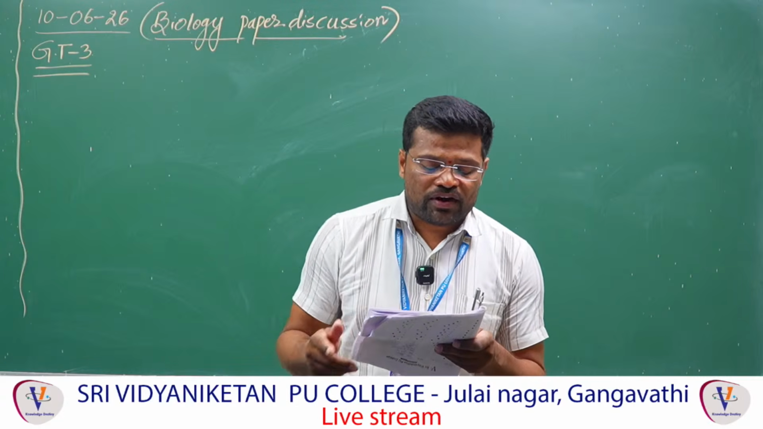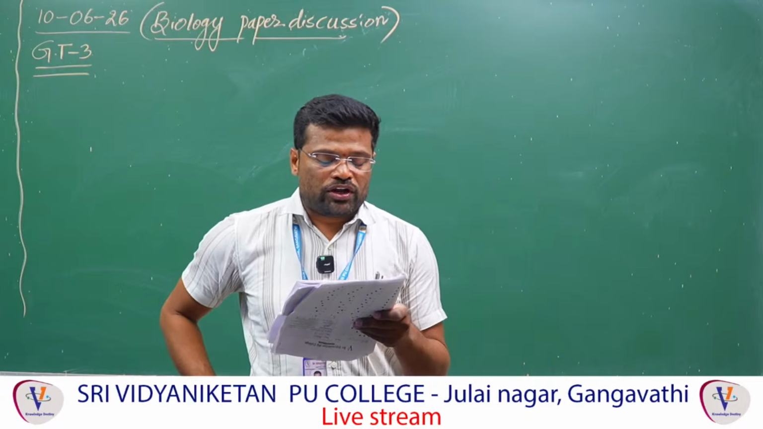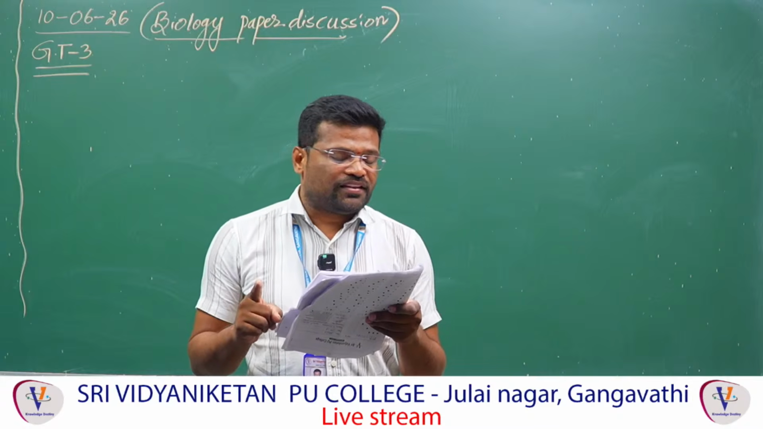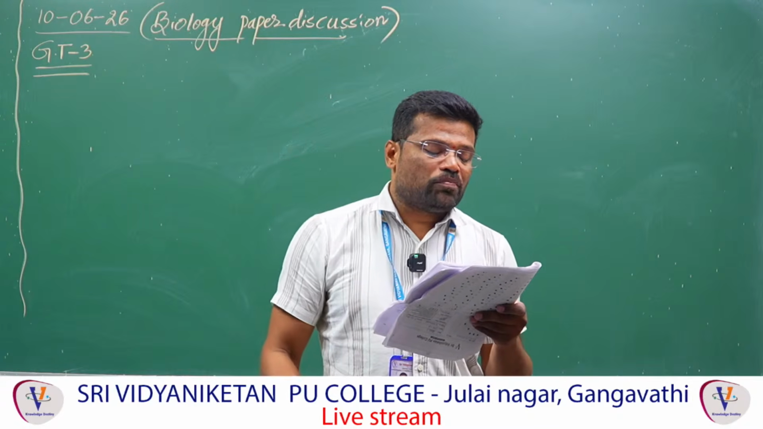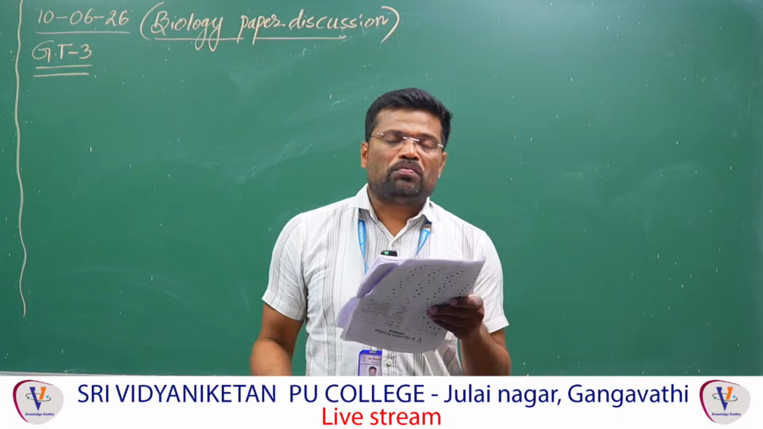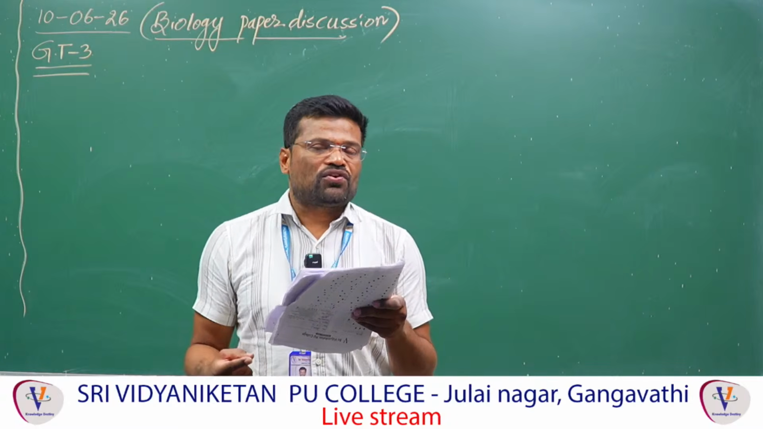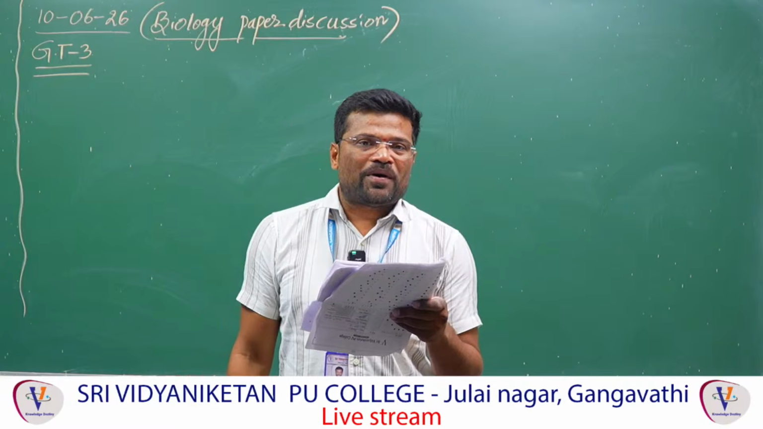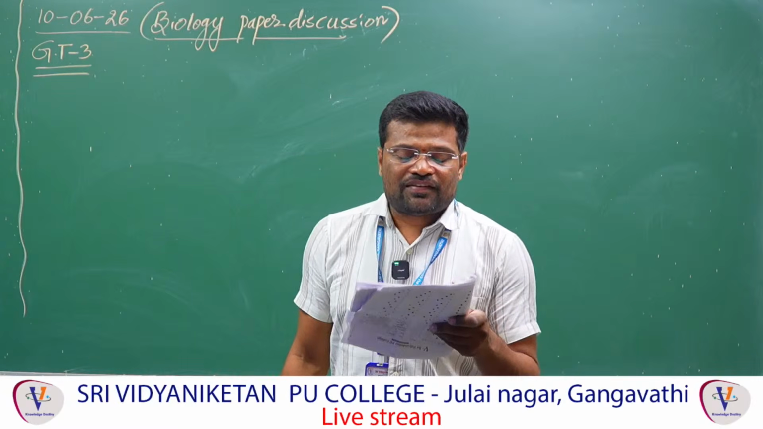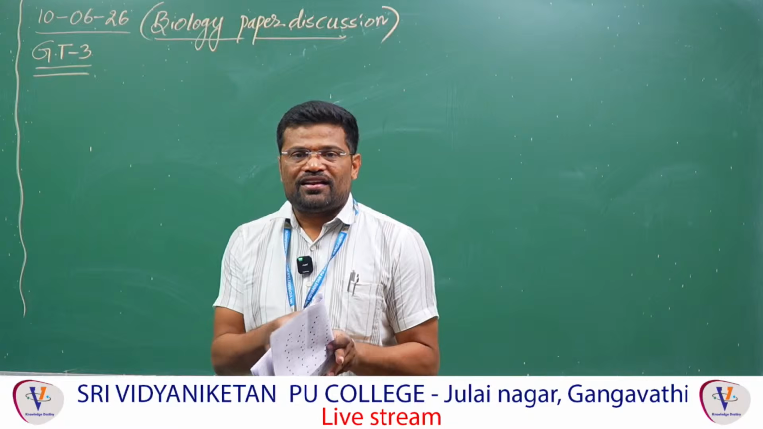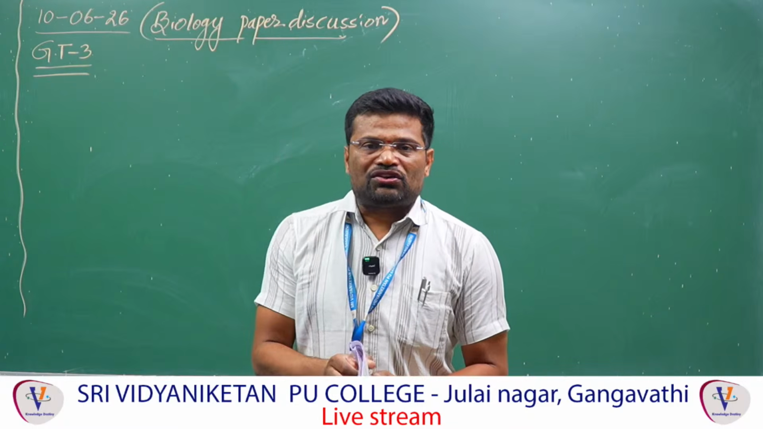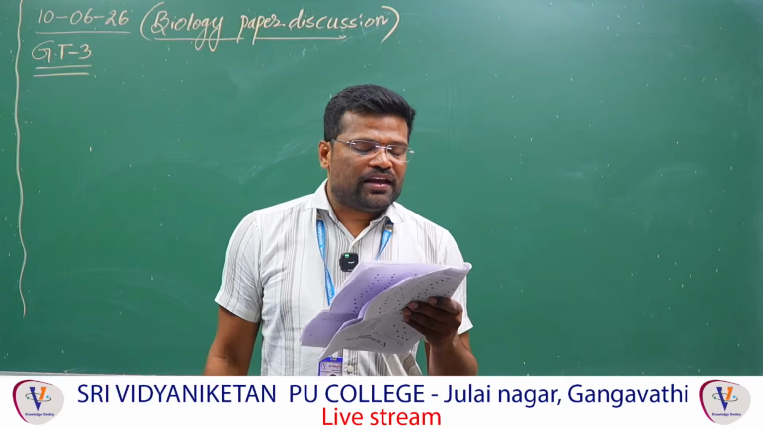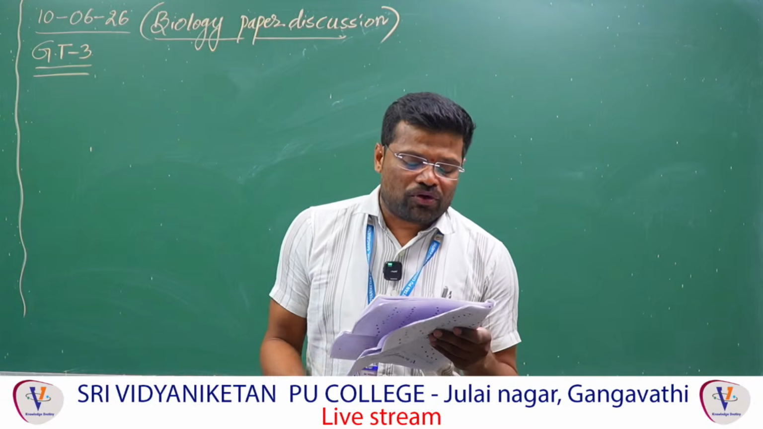Question number 116. Choose autoimmune disorders from the following. Here option A, myasthenia gravis is an autoimmune disorder. B, rheumatoid arthritis is also a kind of autoimmune disorder. E, systemic lupus erythematosus is also a kind of autoimmune disorder. So this is a NEET 2024 question. A, B and E, these three are autoimmune disorders.